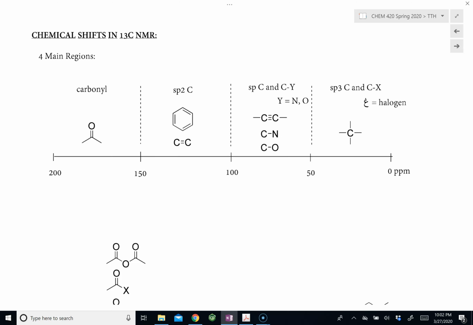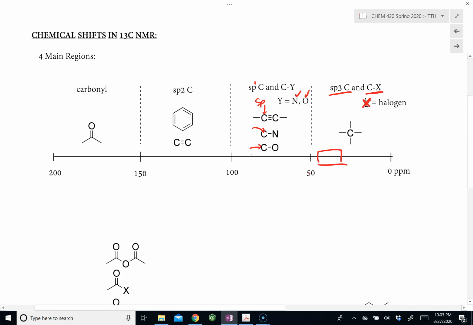And now let's go over the chemical shifts of the carbons in carbon-13 NMR. So if we have an sp3 carbon and a carbon bonded to a halogen, they will show up anywhere between 0 to 50 ppm. When they are connected to a halogen, let's say X here is the halogen, they tend to be closer to this 50 ppm right here. And if we have an sp carbon or carbons that are bonded to nitrogen or oxygen, they will show up somewhere between 50 to 100 ppm. So again, the sp carbon and carbons that are bonded to nitrogen and oxygen, that will be their chemical shift range.